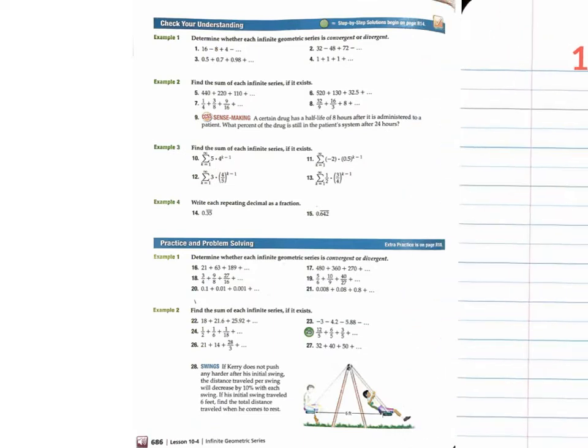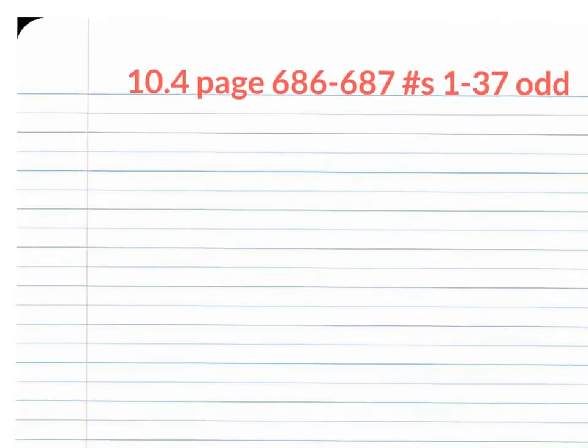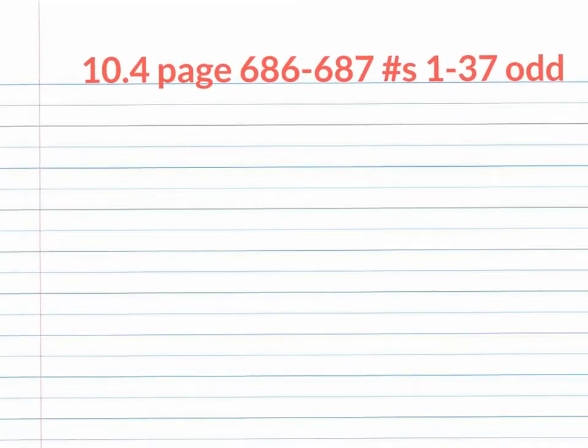And the actual assignment is 10.4, page 686, 687, numbers 1 through 37 odd. So I am going to do a couple of these, and you're going to be able to do a couple more. And we're going to do about half of them today, and then the other half, after covering examples 3 and 4, you'll be able to do the second half of this assignment. So once again, jot this assignment down, but remember it's over 2 days, because 1 through 37 odd, that's a lot of questions for 1 day.